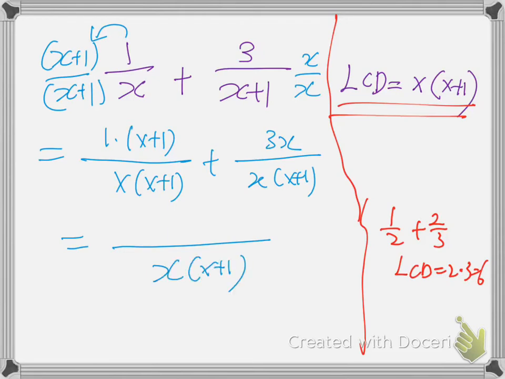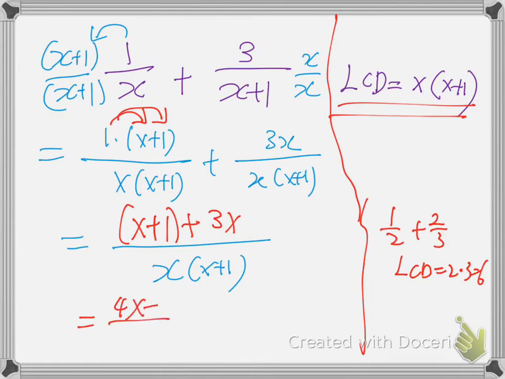And now, as the addition is between two numerators only, right? So 1 times x, x. 1 times 1, 1. And then plus 3x. So the answer is 4x plus 1 over x times x plus 1. If you want, you can change this to 4x plus 1 over, distributing the denominator, x squared plus x. So it's the same idea.